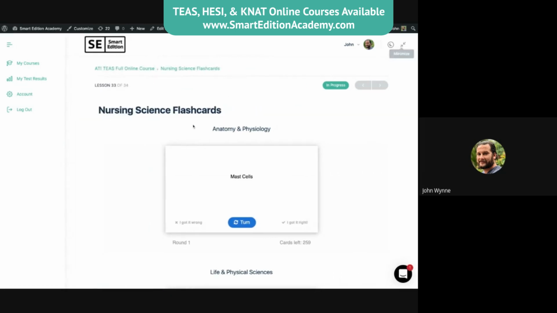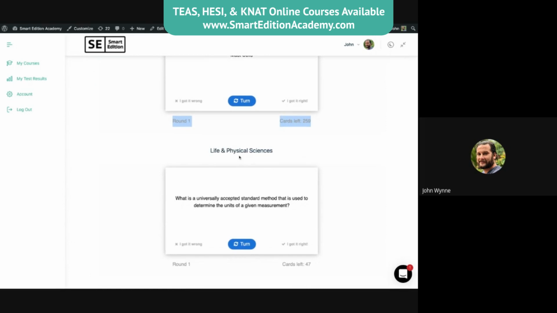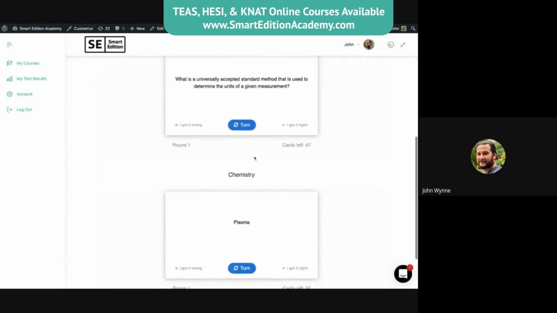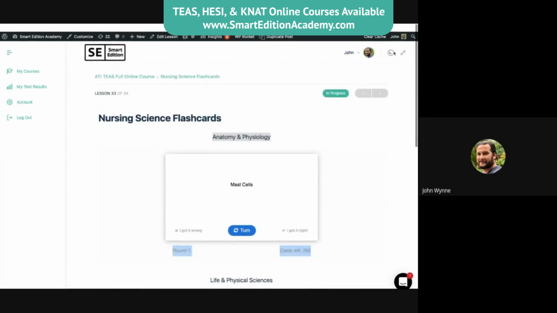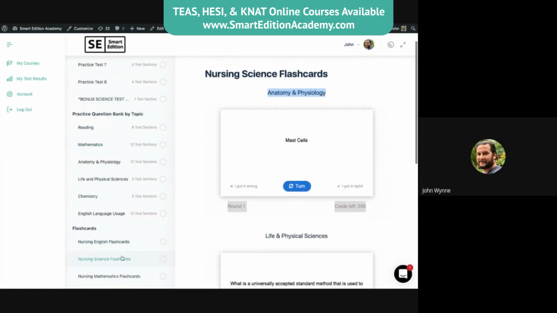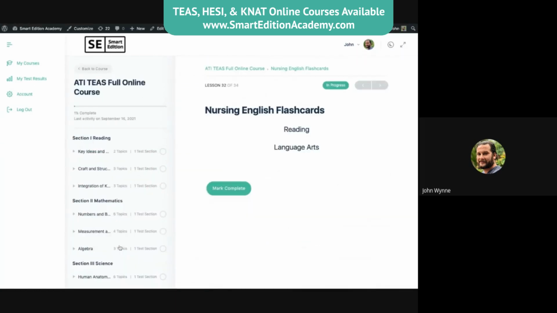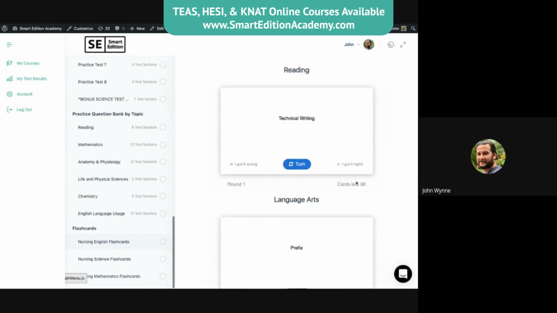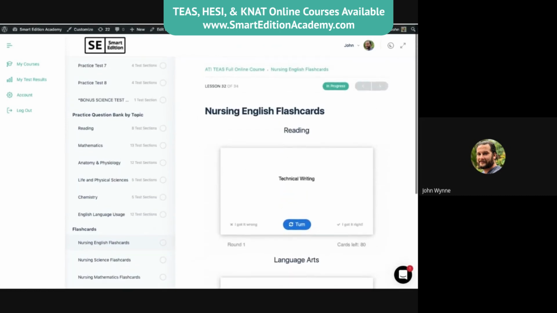So this is the anatomy and physiology flashcard set. There's 259 flashcards in here, and that's going to include everything, right? So from this set, we break it out into its smaller pieces. But if you want to do the whole thing and just run through it and practice that anatomy and physiology, you can do that and run through this whole set. And it's going to be the same for life and physical science, the biology stuff, the chemistry stuff. It'll have those larger sets here. And then same idea for the English flashcards. It's going to have the reading, language arts, and those bigger sets.